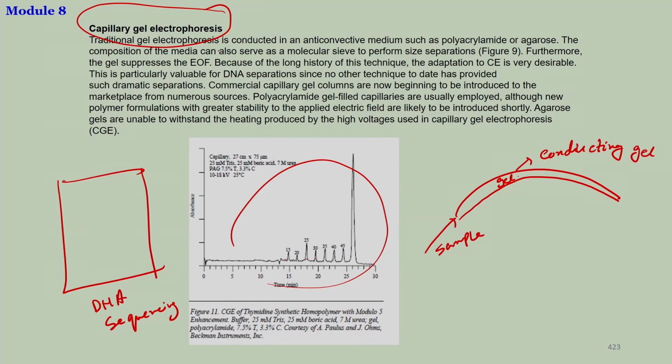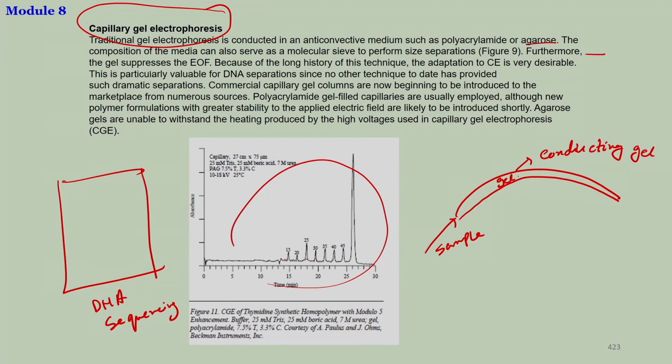So, traditional gel electrophoresis is conducted in an anti-convective medium such as polyacrylamide. Polyacrylamide is a kind of material that is used for gel, or agarose. Agarose we have used for the gel electrophoresis here. The composition of the media can also serve as a molecular sieve to perform size separations. So, sometimes you can use that for size exclusion separation also, because they will have different pore sizes and obviously the molecules will get into the pores.